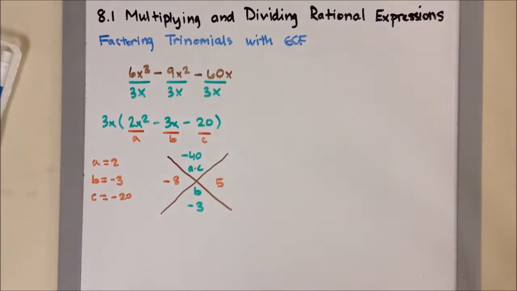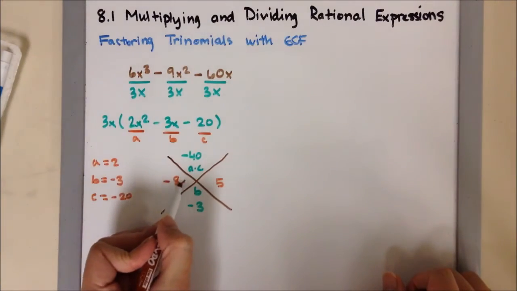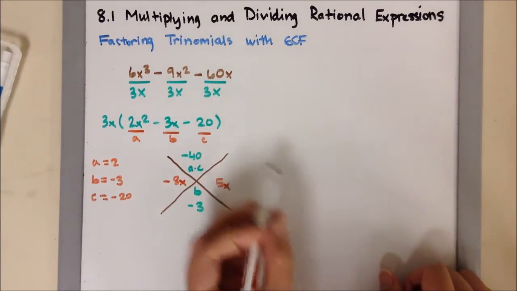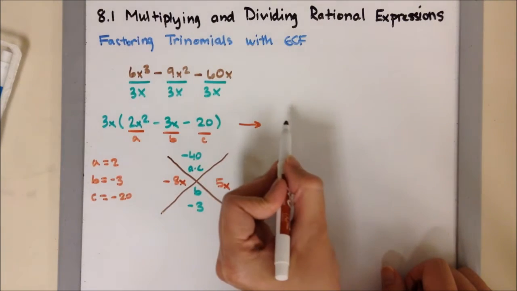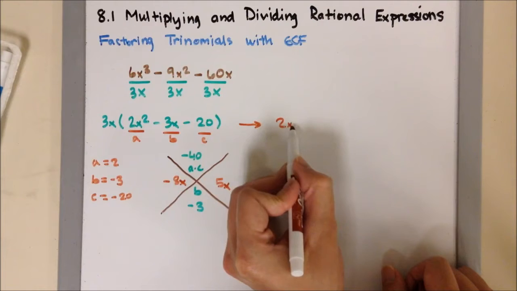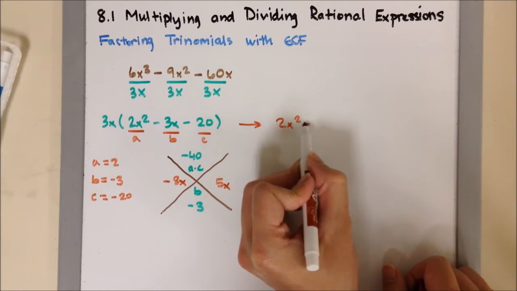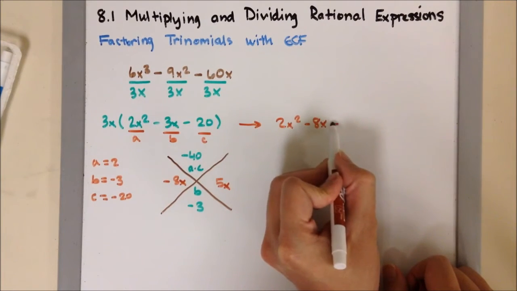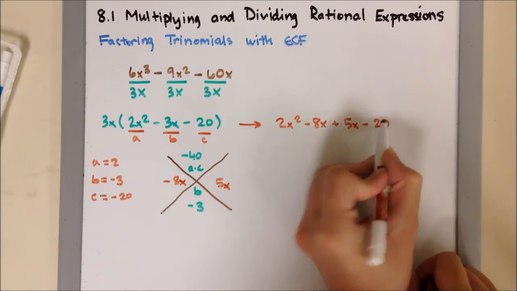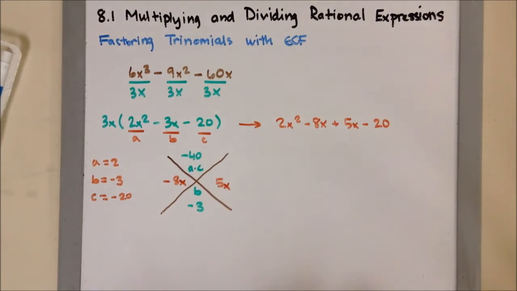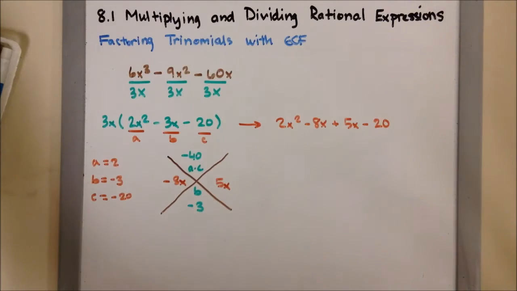So once you find the correct factors, let me add in my x, and then we're going to set up our work. So we're going to have 2x squared minus 8x plus 5x minus 20. Alright, so now we're just going to do the process for factoring by grouping.